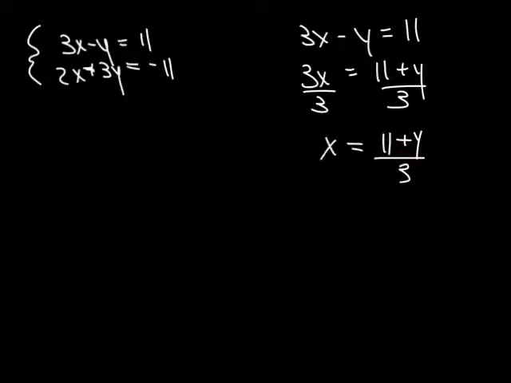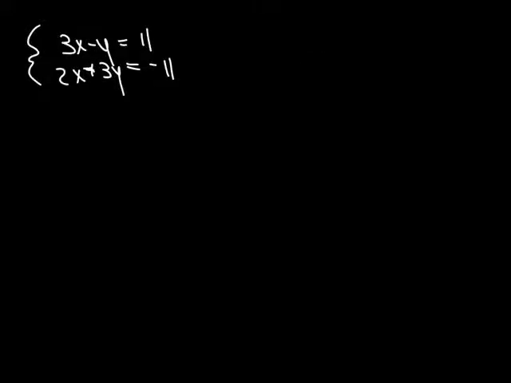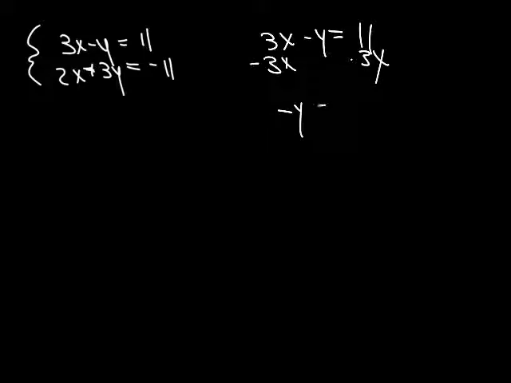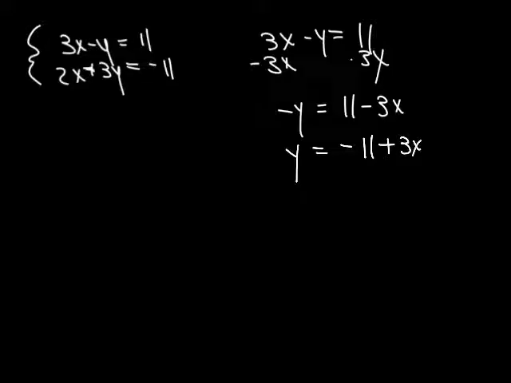I can do that and it will work, but it might be easier if we get rid of this and try another one. Let's take the same equation and solve it for y instead. Let's subtract 3x from both sides. So I have negative y equals 11 minus 3x. Instead of dividing by the negative, if I want to make this negative y positive, I just change everything in the whole equation to its opposite. So y equals negative 11 plus 3x.